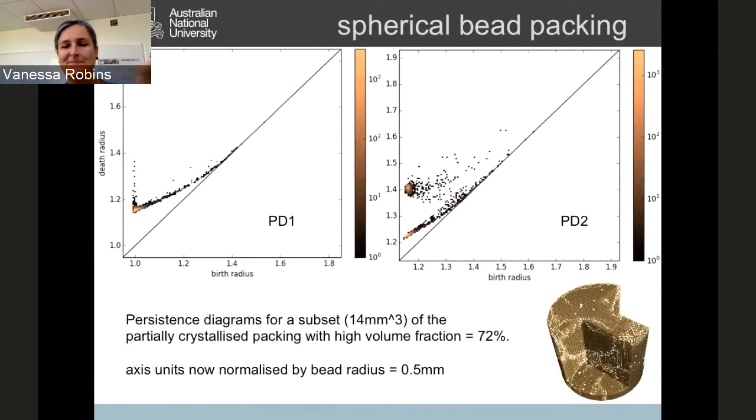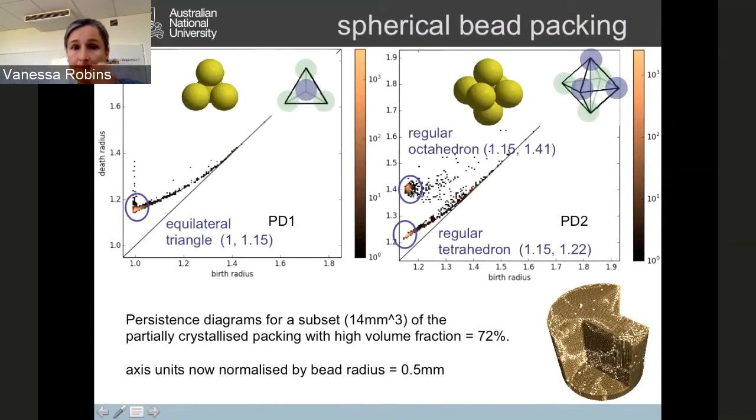Okay. So now in the crystalline packing, I've chosen a subset with extremely high volume fraction, so it's at 72%, where the maximum is 74%. And so you can see almost all the PD1 features have collapsed down on that equilateral triangle point, with just a few looser packed beads. And then here I'm seeing that regular tetrahedron and regular octahedron hotspots very clearly. So they're both born at the circumradius of an equilateral triangle.